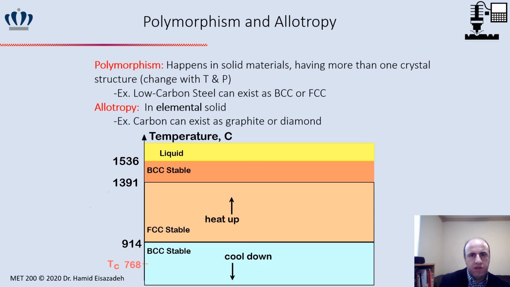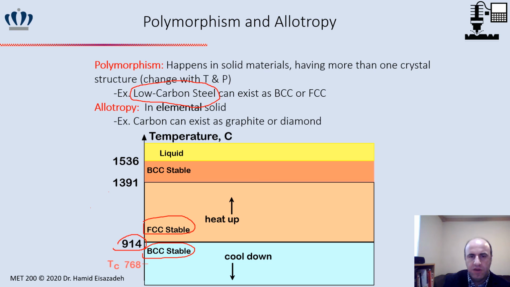Here, in this picture, we see the crystal structure of carbon steel, which varies at different temperatures. Carbon steel or pure iron up to 900 degrees Celsius has a BCC structure. After that temperature, it will transform to an FCC structure.